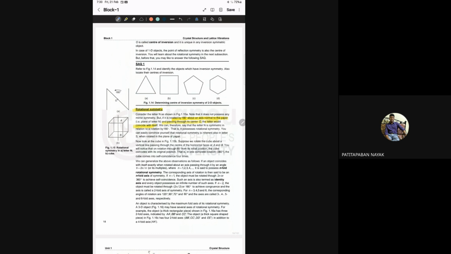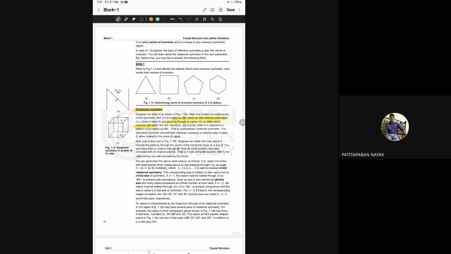We can therefore say that the letter n is symmetric in rotation to a rotation of 180 degrees. It is symmetric with respect to rotation by an angle theta, where theta is equal to 180 degrees. That is, it possesses rotational symmetry, but about an angle theta equal to 180 degrees.